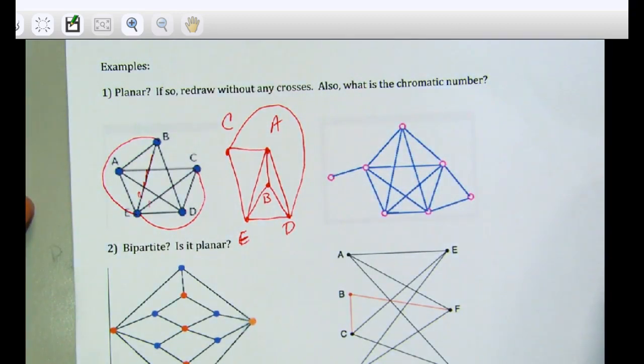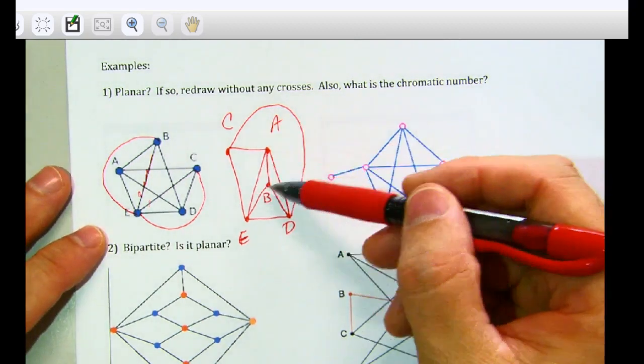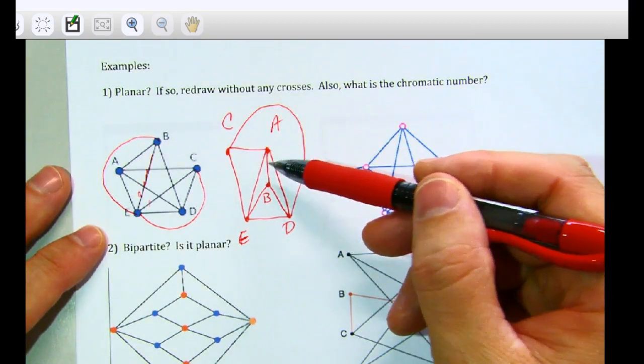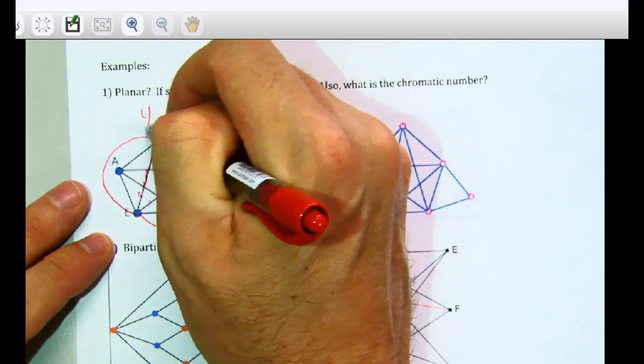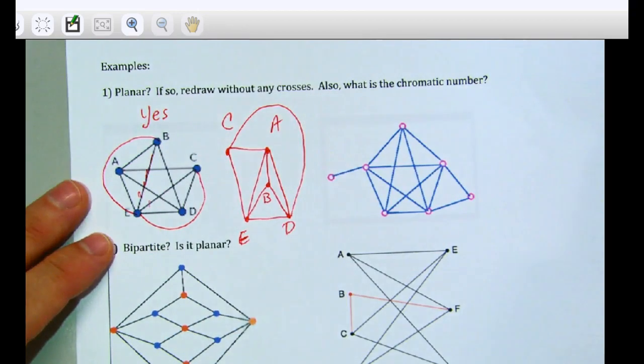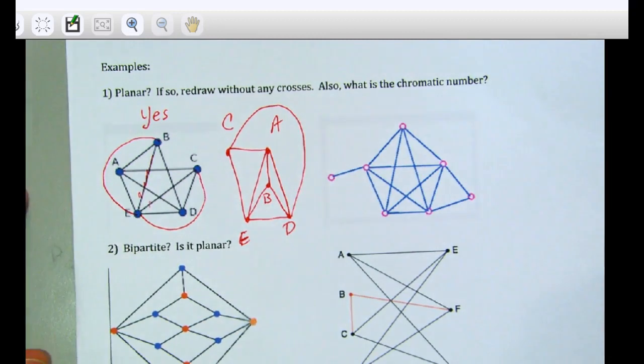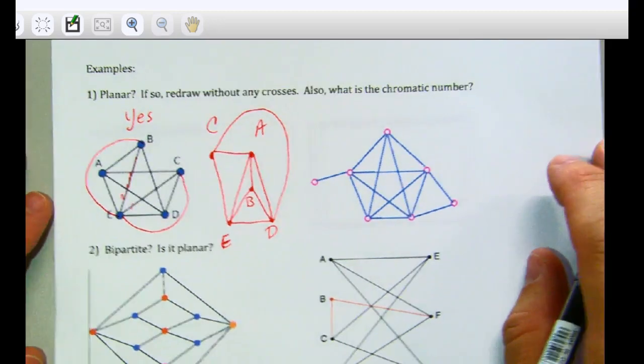Wow, that's the same exact graph. It looks different, doesn't it? However, it is the same exact graph with the same connections. It's just now I rewrote it, and so this is a planar graph. So the answer for this one is yes, it is planar. And we drew it without any crosses.